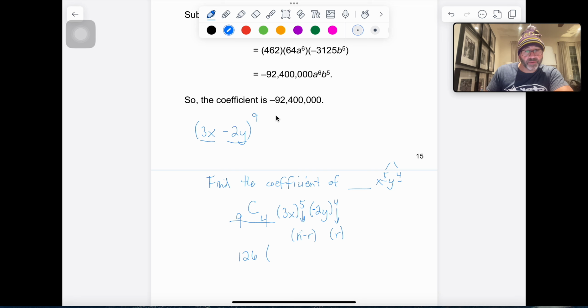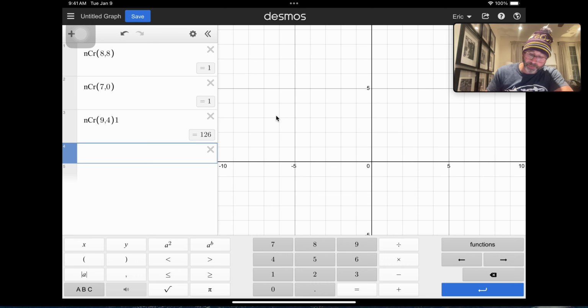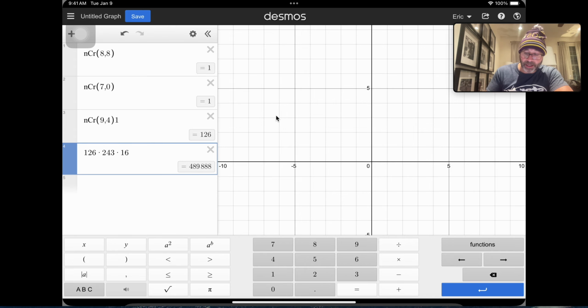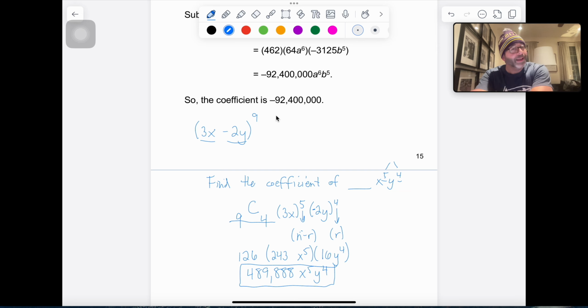We have 3 to the 5th power, which is 243, x to the 5th. We're going to have negative 2 to the 4th power, which is 16, y to the 4th. And now we have to take 126, 243, and 16 and multiply those together. 126 times 243 times 16, and we have 489,888. So it's 489,888 x to the 5th, y to the 4th. That's it. Okay.